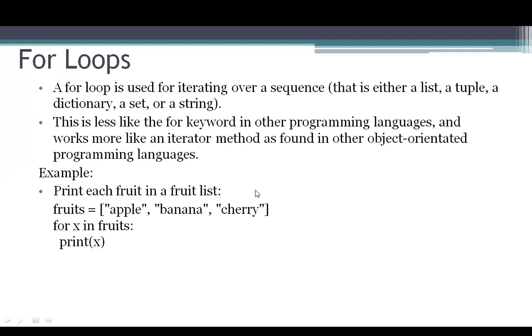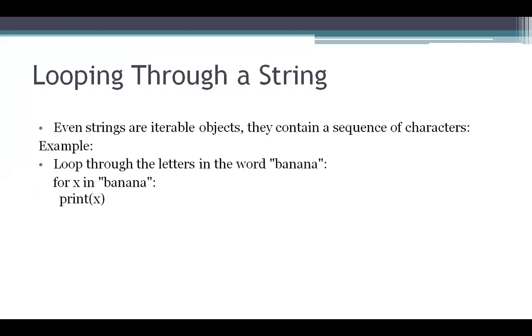And the second example: it's not only for the list or the tuple, it also acts like an iterator on a string, because a string is nothing but a sequence of characters. It can iterate through each character. The example we can see here is x in banana. For x in banana, each character is iterated through and printed. So let's do this too.